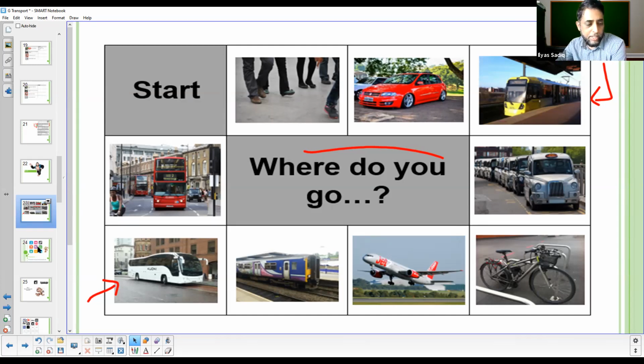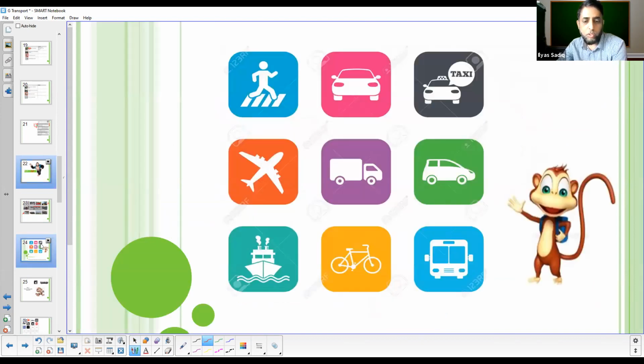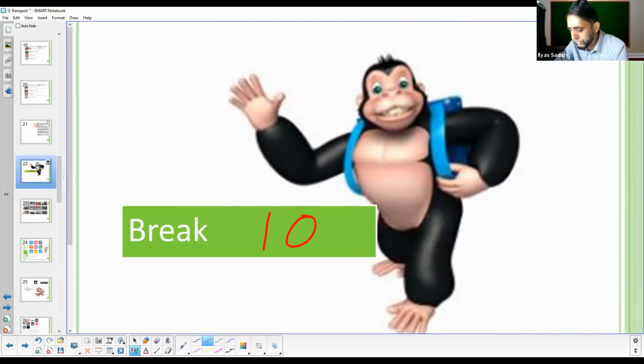Okay. Well done. Now we will have a 10 minutes break. And then when we are back, we will be learning about different signs, what these signs mean and what this is called. Different signs and symbols in transportation. We will be learning about that. So we have a 10 minutes break. We will be back at 25 past.